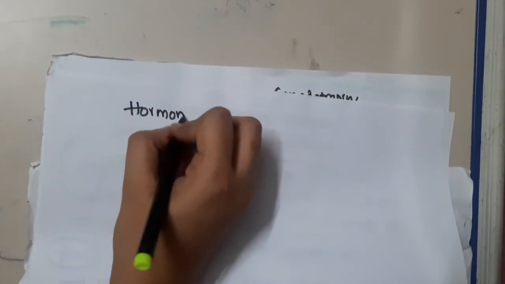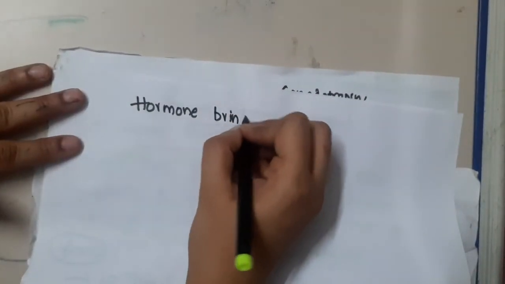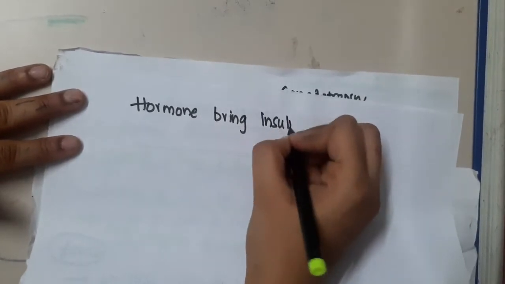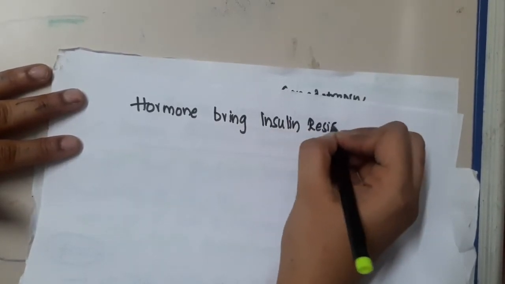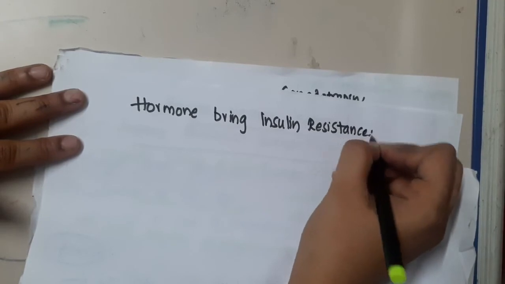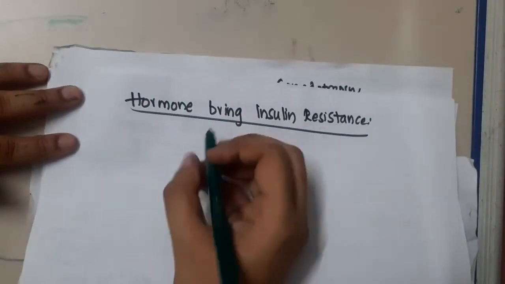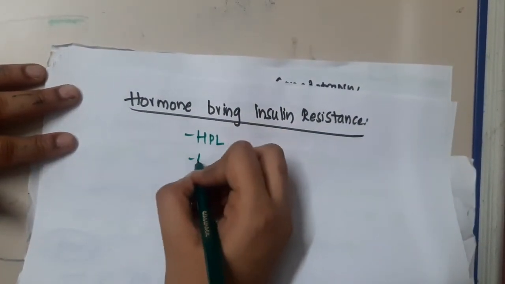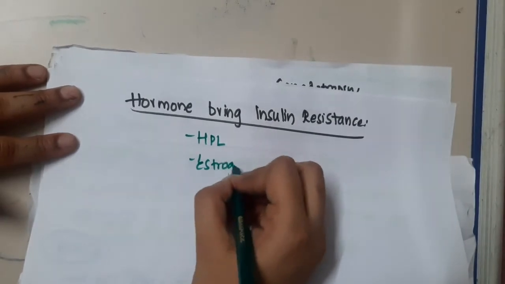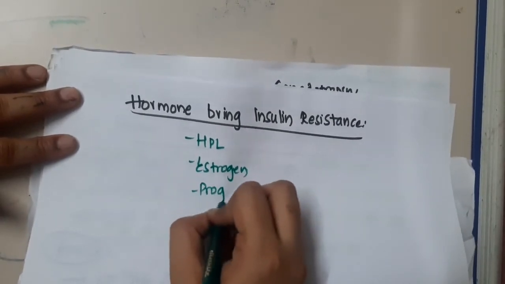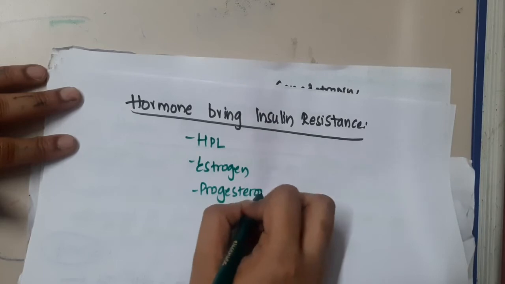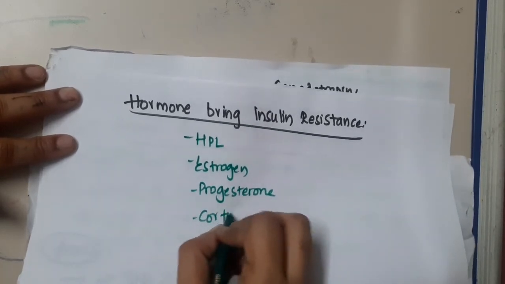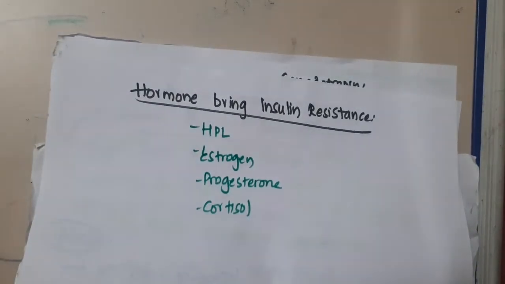So the hormones which bring insulin resistance include human placental lactogen, then we have estrogen, then progesterone, then we have cortisol. These are the hormones which bring about insulin resistance.